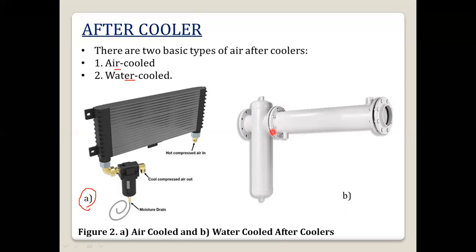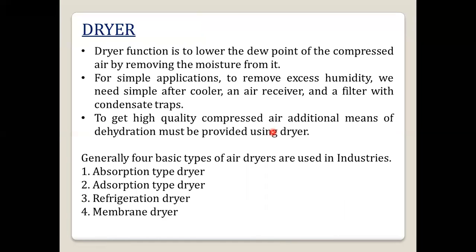Then the second component we will discuss is the dryer. The function of the dryer is to lower the dew point of the compressed air by removing the moisture from it. For simpler applications, to remove the excess humidity we need the after cooler, a receiver, and a filter with a condensate trap. Then to get high quality compressed air, additional means of dehydration must be provided by using the dryer.